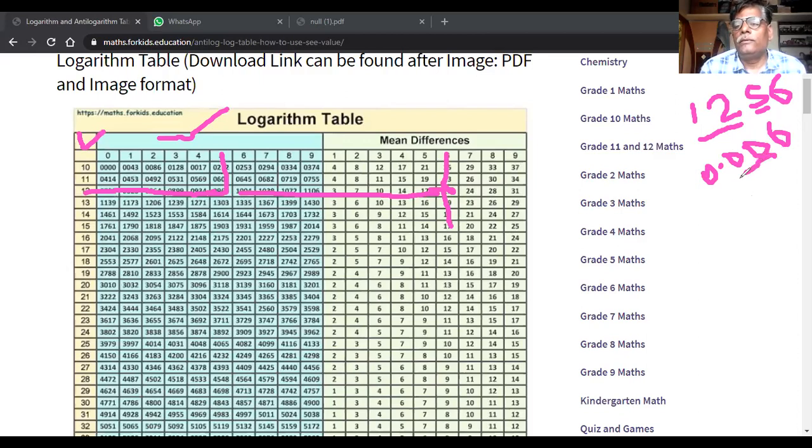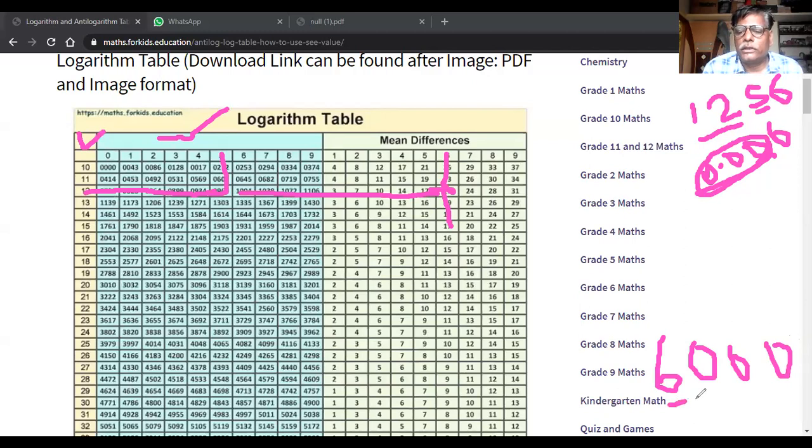You leave the 0 and the decimal point. All these points you forget. Only the number 6 is there. Forget the points and zeros. Then give 3 zeros.